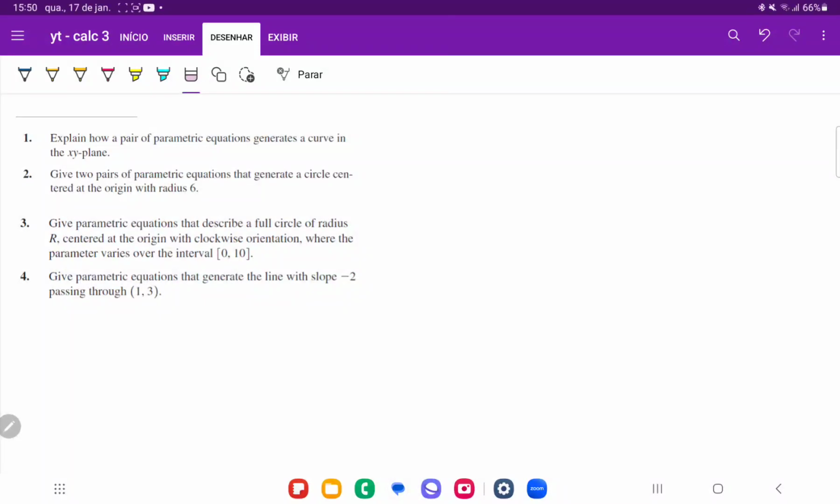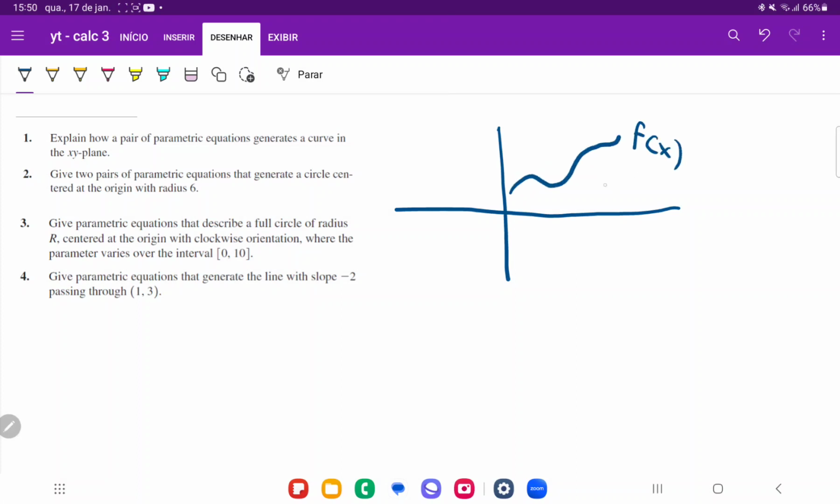Okay, so for number one, we're trying to explain how a pair of parametric equations generate a curve on the xy plane. So let's just contrast it with our normal Cartesian equations that we're used to. In a regular Cartesian equation, you're going to have this curve here that is some curve f of x, right? And this curve is given where any point that I take from it, your x value is just going to be x, and your y value is going to be f of x.